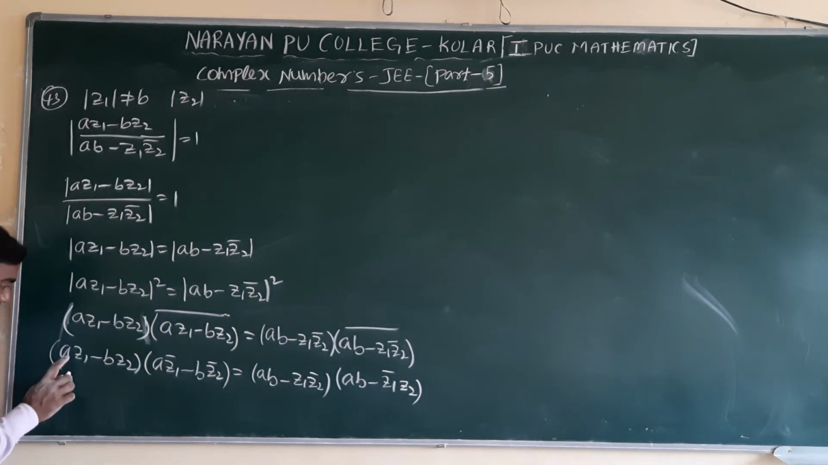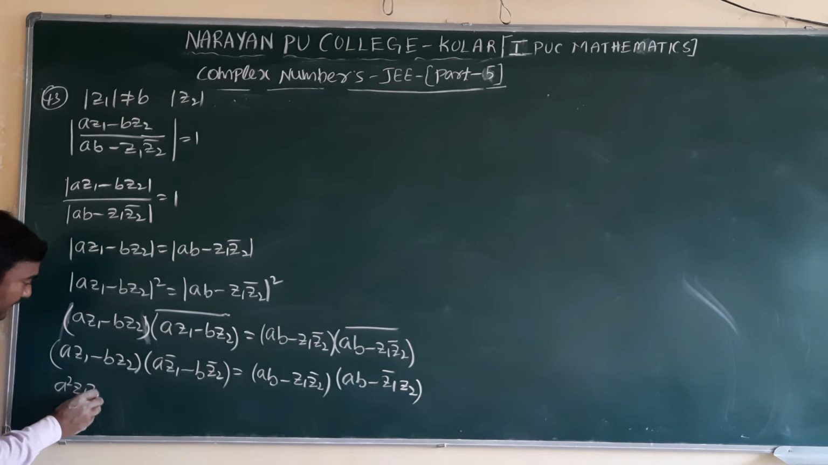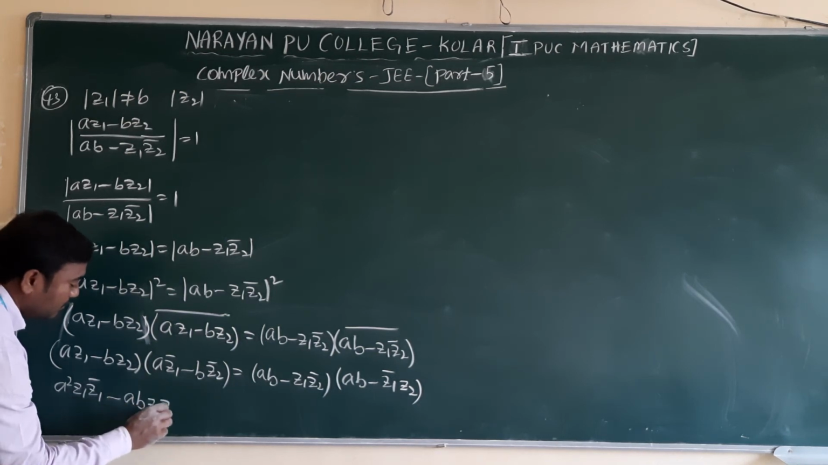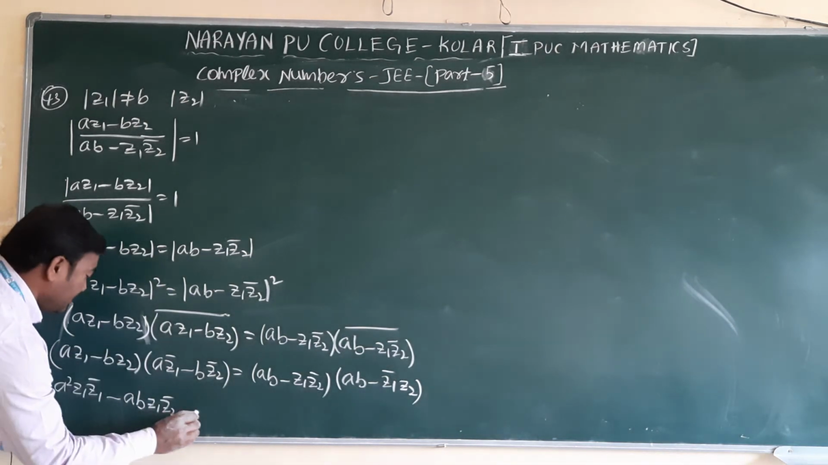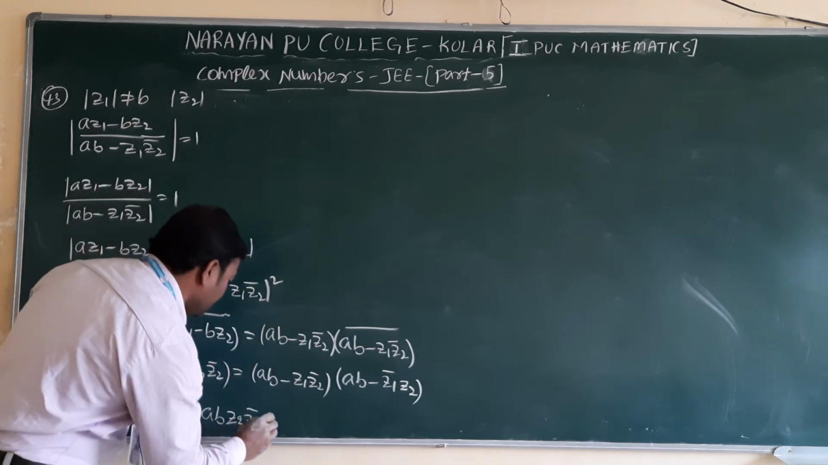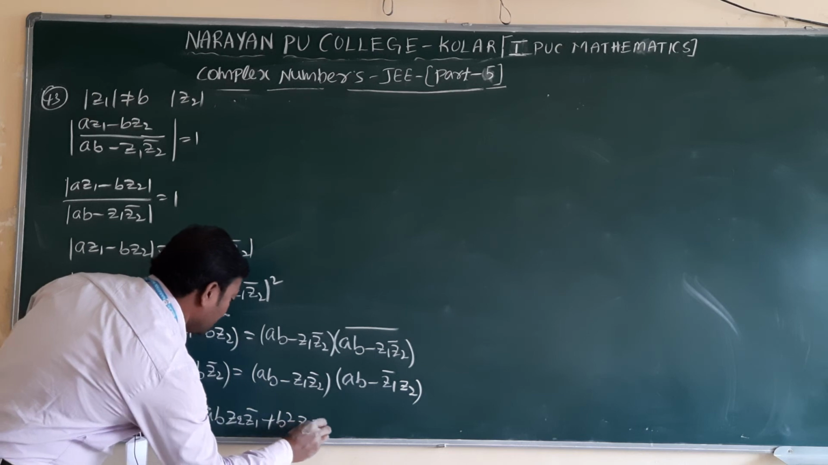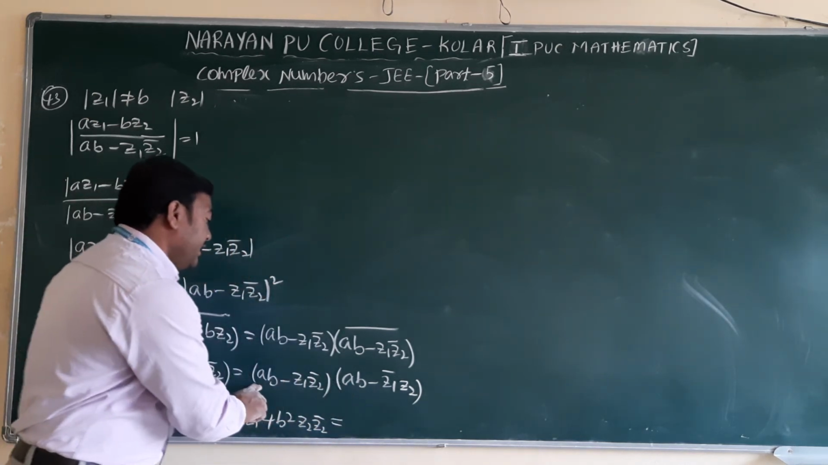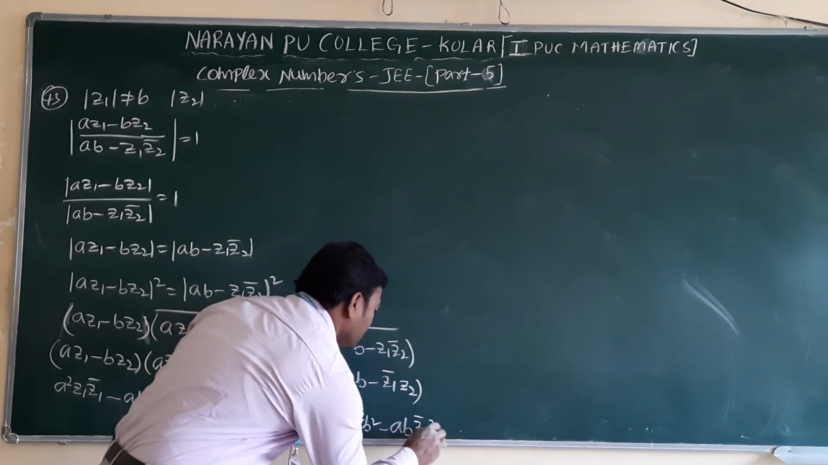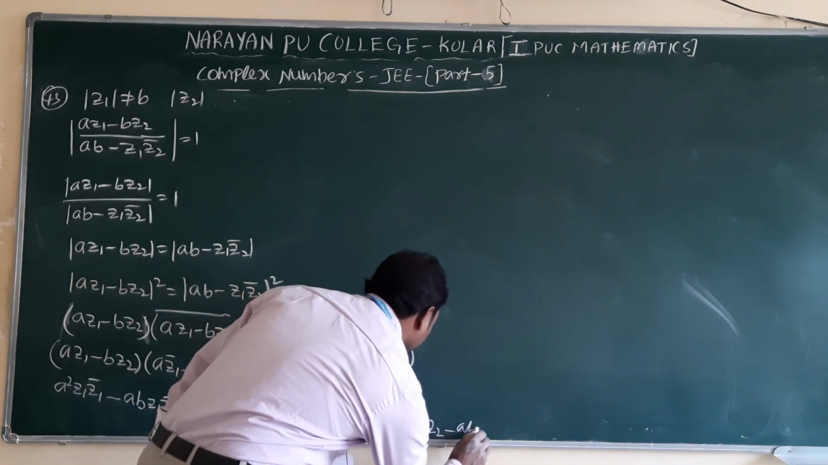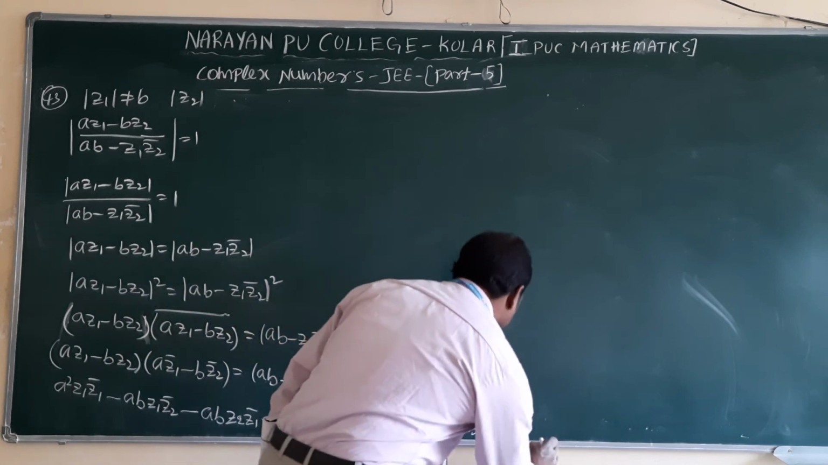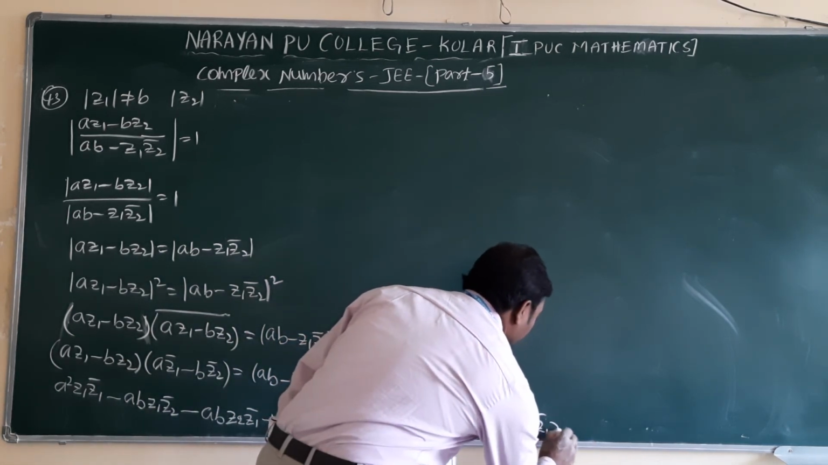Here multiplied a squared into z1 into z1 bar, again minus ab into z1 into z2 bar, multiplying here minus ab into z2 into z1 bar, minus into minus plus b squared into z2 into z2 bar is equal to ab into ab, a squared b squared directly, minus ab into z1 bar into z2, minus ab into z1 into z2 bar, minus into minus plus z1 into z1 bar into z2 into z2 bar.